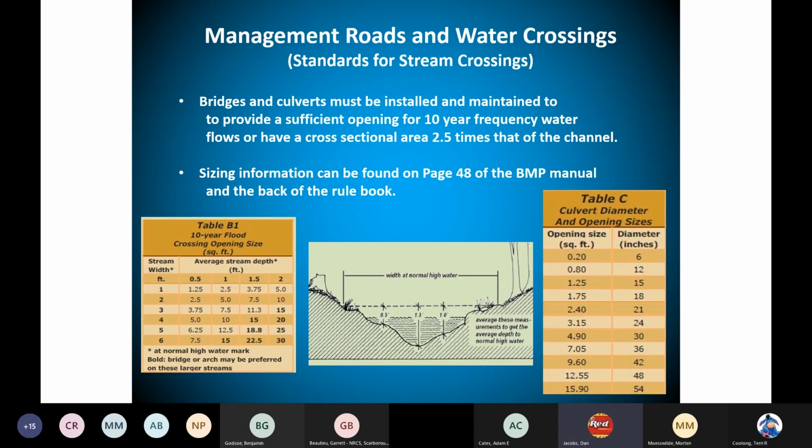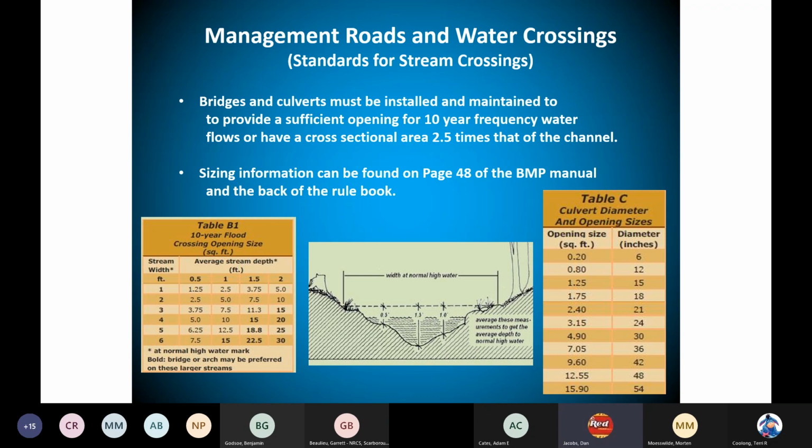Adam's already talked about this, so I'm not going to go into great detail because I see I'm starting to run out of time. But management roads and water crossings, bridges and culverts have to be installed to very specific standards in Chapter 27. One of the standards is that it has to meet certain size requirements. Under Chapter 27, crossings, whether it's an arch, a bridge, or a culvert, they have to be sized to at least 2.5 times the area of the cross-sectional area of the channel.